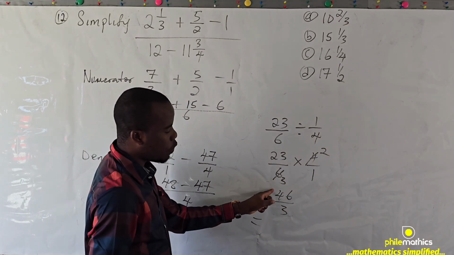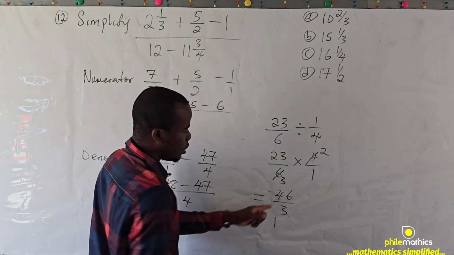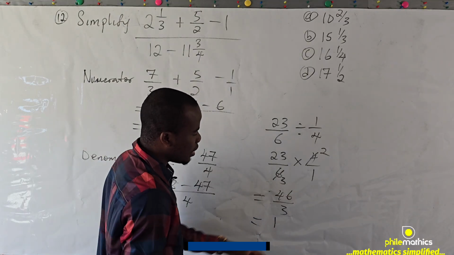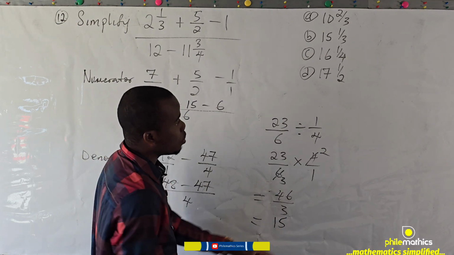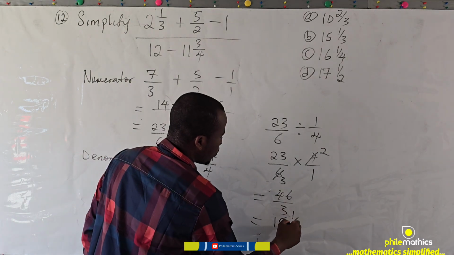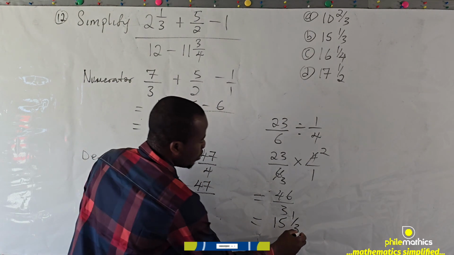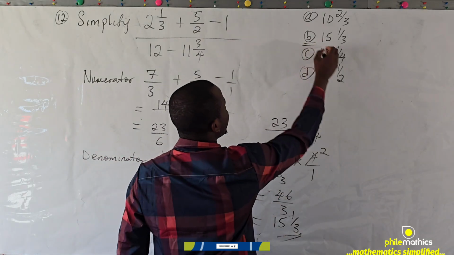Now 3 into 46 is 15, remainder 1. So this is 15 and 1 over 3, and is B.